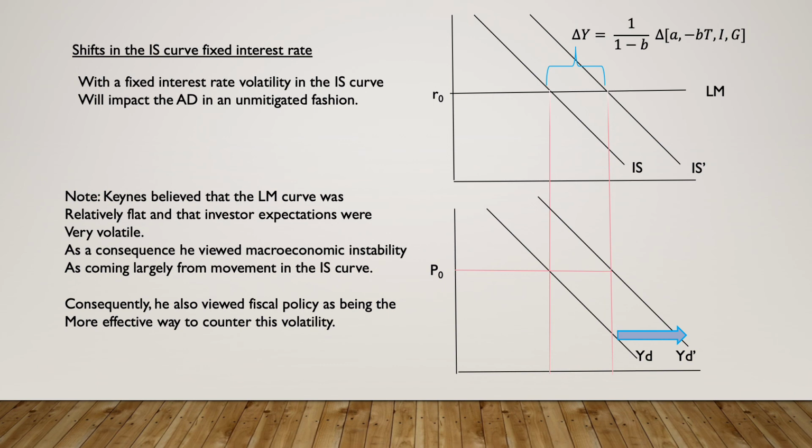As a consequence, Keynes viewed macroeconomic instability as coming largely from the IS curve. He said, well, if you've got volatility in the economy, it's probably coming from something happening in IS, and it's most likely coming from the investment component of IS. Consequently, he also viewed that fiscal policy would be the more effective way to counter this volatility, because fiscal policy would affect aggregate demand in a more profound way than money would under the conditions that he has for slopes of IS and LM.